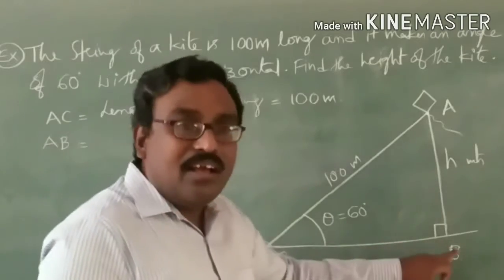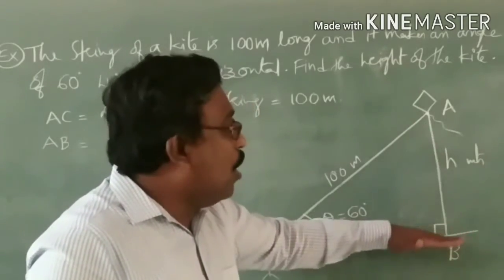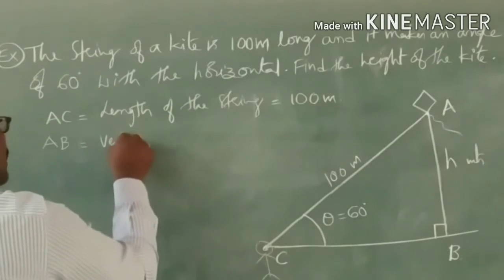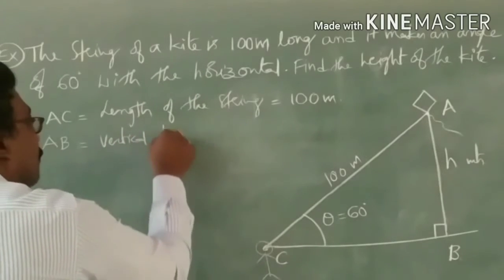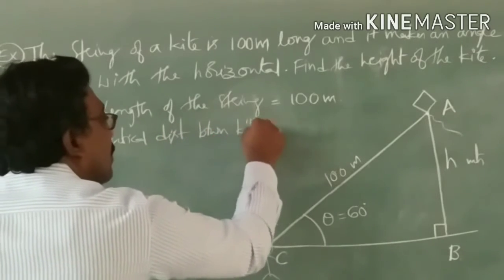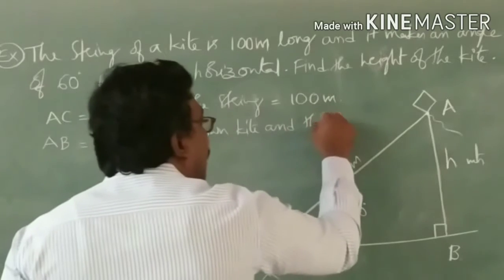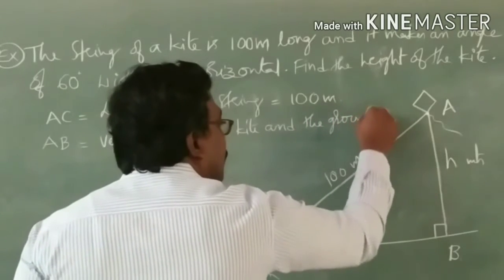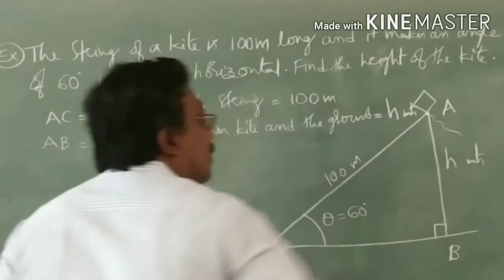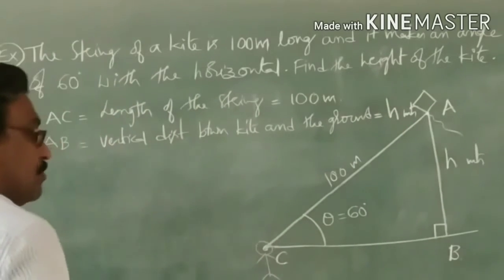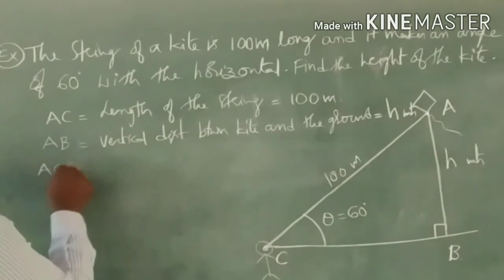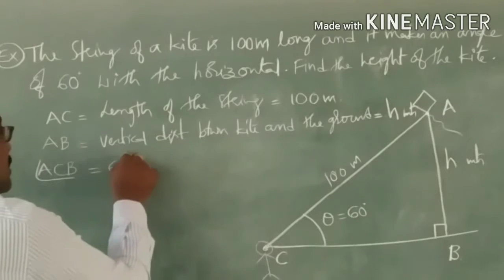Now AB. Height of the kite, or the vertical distance, not horizontal, vertical distance between the kite and the ground, is equal to h meters. And the next one is angle ACB, which is equal to 60 degrees.